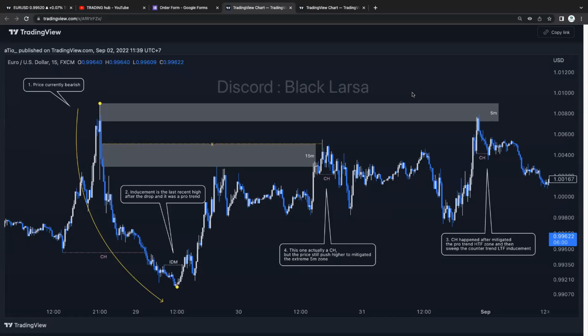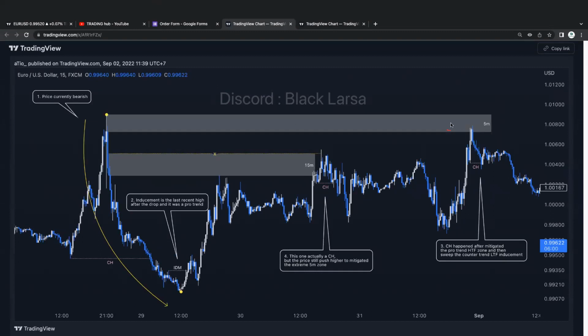So in this case, what happened here? Price is currently bearish. Okay, change of character, inducement, perfect. Change of character. Now you can see what I'm talking about here.